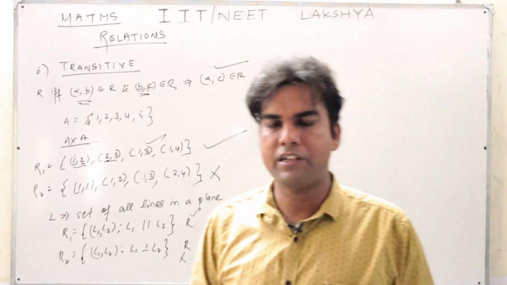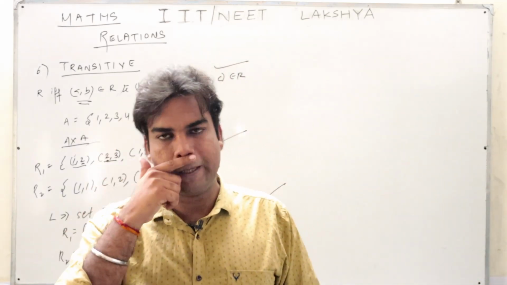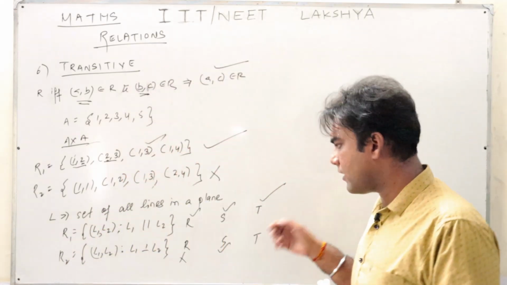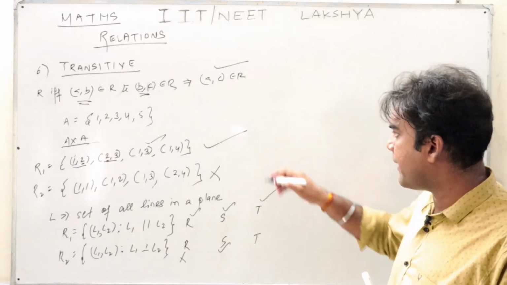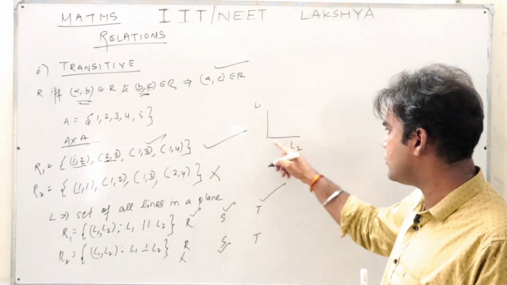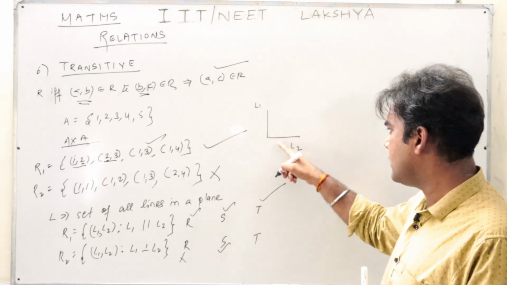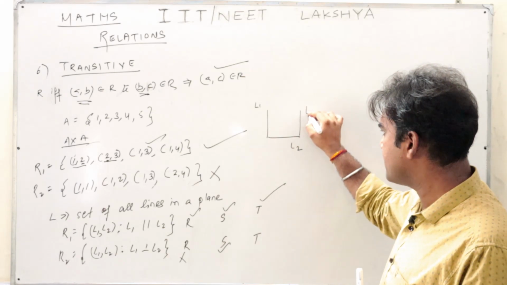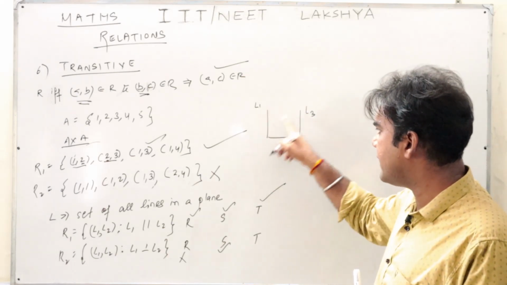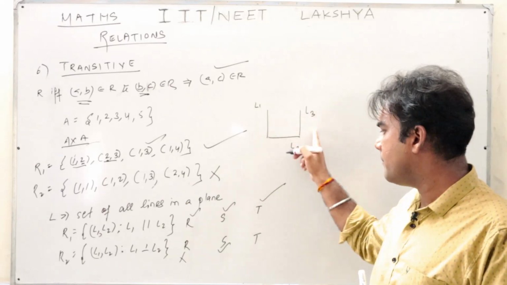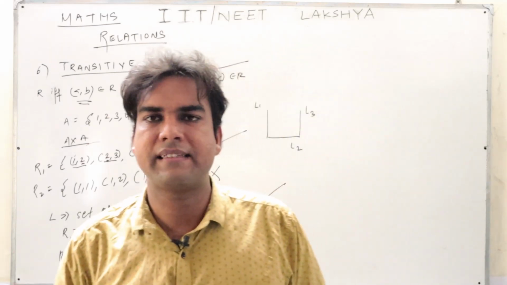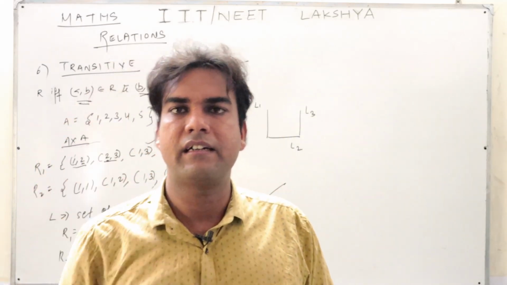What about transitivity? If L1 is perpendicular to L2 and L2 is perpendicular to L3, then are L1 and L3 also perpendicular? No, they will become parallel. See here, this is your L1, and L1 is perpendicular to L2. This is your L2, and L2 is perpendicular to L3. But L1 and L3 are not perpendicular; they are parallel. So it will not be transitive. I hope this makes sense about reflexive, symmetric and transitive relations.